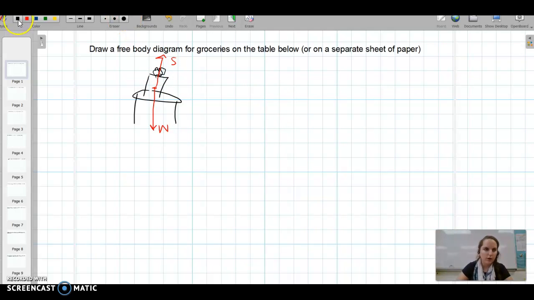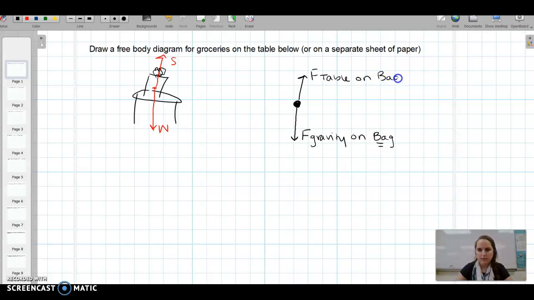All right, so using our object on object notation, we would draw the center of mass here, and then we would draw the forces acting off of it. So we have the force of gravity on bag. Okay, the bag is the object in this case. And then we have the force of the table on bag. Okay? And just pretend that those are straight. I'm so sorry. I don't know why my pen is not allowing me to draw straight here.